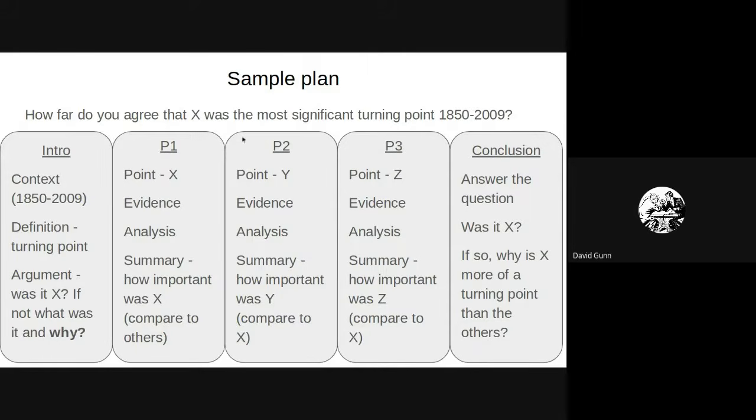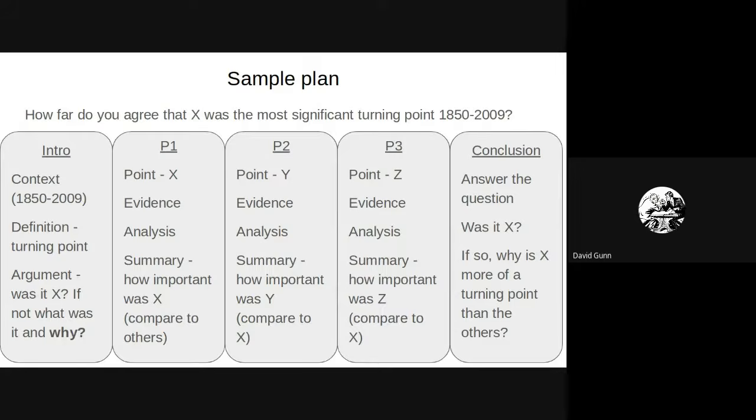So if the question was something like, how far do you agree that X was the most significant turning point? In your intro, you're talking about the context, 1850 to 2009, or whatever it is for your paper 3. And then you would need to define in this one, turning point, what do we mean? So again, it could be something that's unprecedented, something that lays the foundation or has a significant impact later. And then your argument in your intro: was it X? Was it the turning point in the question? If it was, why? If not, which one was it? And why was it the other one and not X? So having a basis for your argument. Again, I go through these things in the general essay writing tips video.